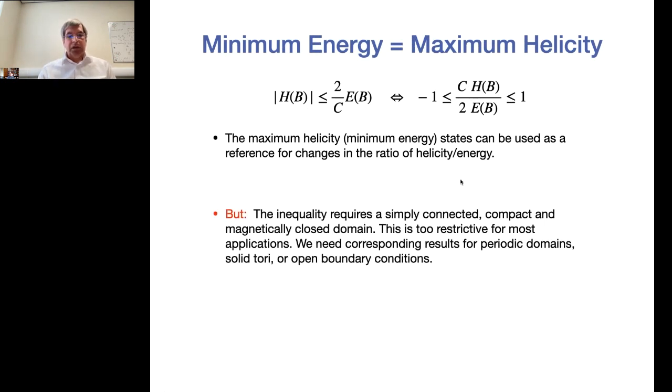Now, the energy inequality requires a simple connected, compact, and magnetically closed domain. And this is typically way too restrictive for most applications. Instead, what we need are results for things like a torus or even open boundary conditions. And that is what I want to try next.